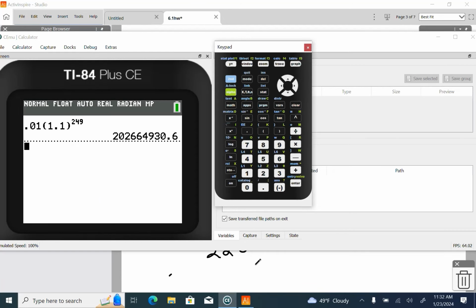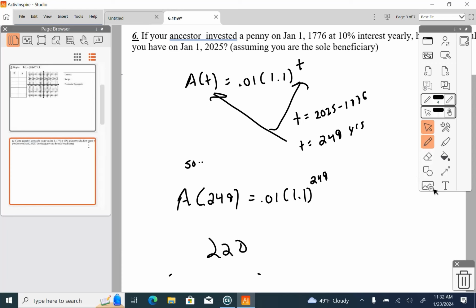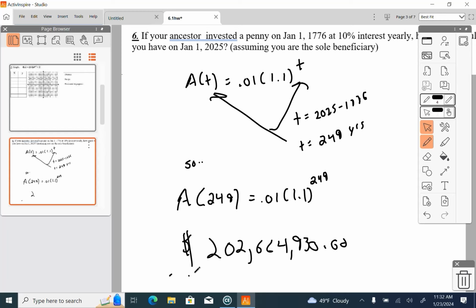I unscrewed that up, didn't I? New laptop, new software. It'll take me a while to adjust here. 202 million, 664,930, and then it's money, so 60 cents. That's a chunk of money. That is a huge chunk of money. $202 million.